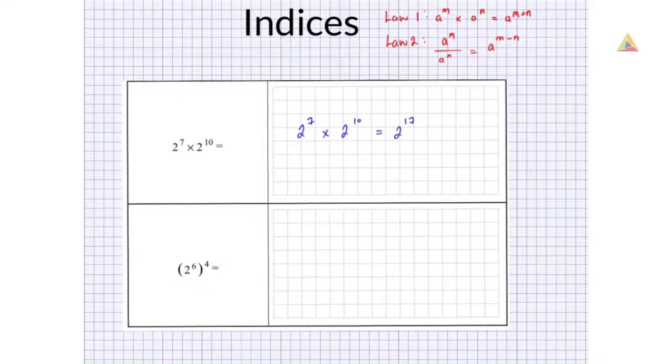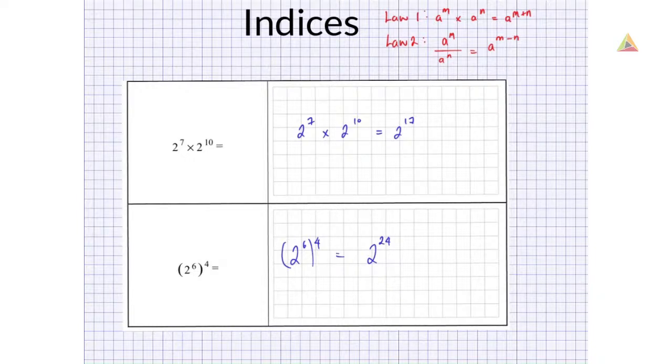So let's look at this next one. 2 to the power of 6, and that's in brackets, to the power of 4. Now what you can do here is actually multiply 6 by 4 because it's brackets. So we can rewrite that as 2 to the power of 6 to the power of 4 is the same as saying 2 to the power of 24. So we multiplied 6 and 4 together.